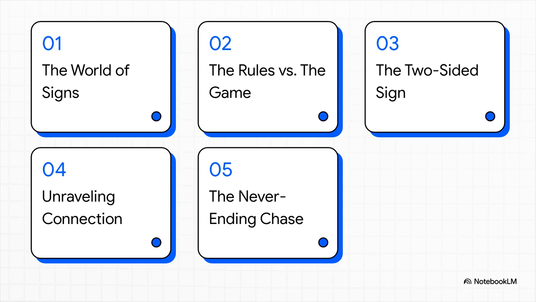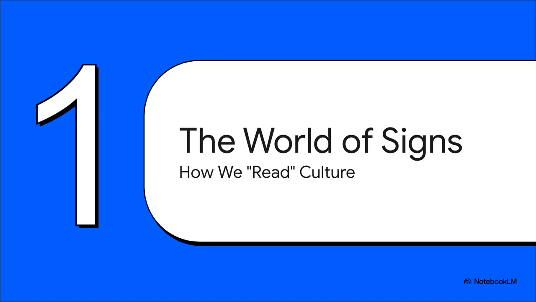So here's our game plan. First, we'll look at the world around us as a huge collection of signs. Then, we'll dig into the basic rules of the game with something called the two-sided sign. We're going to build a really clear, stable model for how language works. But then we're going to see that stable model get completely unraveled, sending us on a never-ending chase for what things really mean. All right, first up, the world of signs.